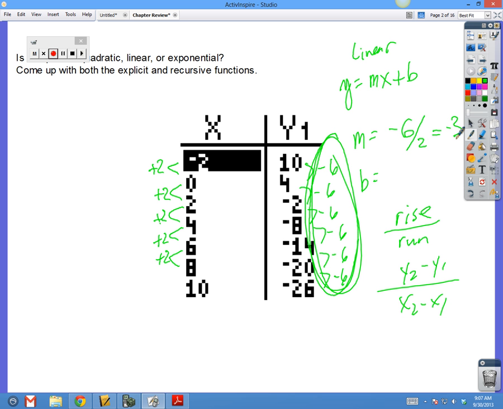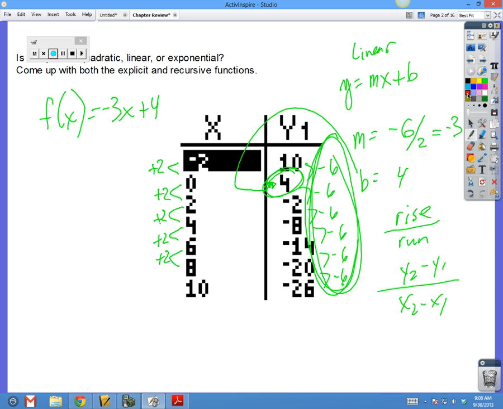Okay, your b. Where's your b? It's the same as your quadratic. The b is going to be the output of 0. B is going to be 4. So your equation, your function, is going to be f of x equals -3x plus 4.